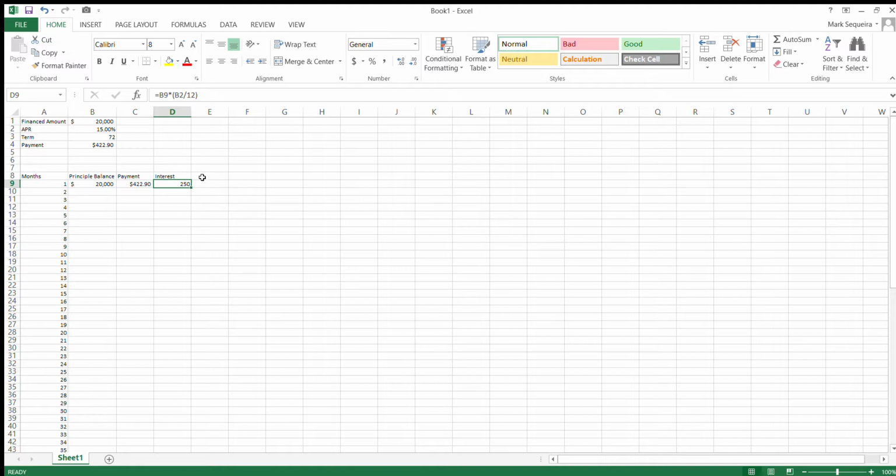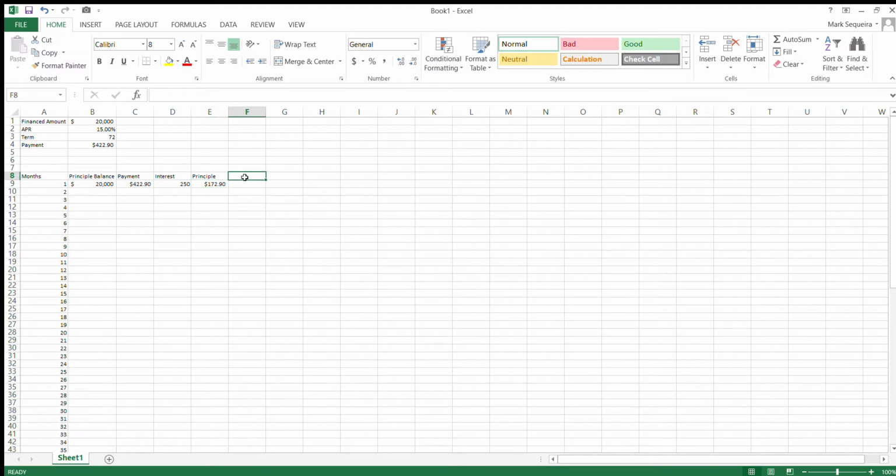So how much goes towards paying down the balance? Well, we can easily calculate that now, since we know that our payment is $422.90, and we subtract the amount that goes to interest. That tells you how much goes to principal. So out of your $422.90, $250 goes to interest, $172.90 goes to principal.